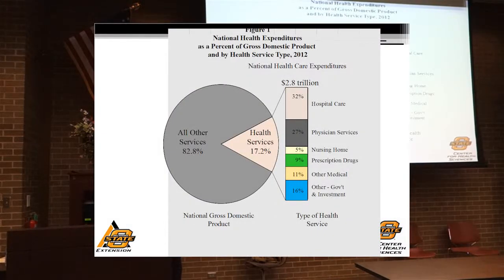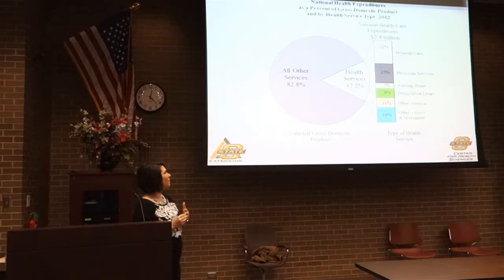And again, if we have a picture, everything looks better. This is just a breakout of gross domestic product. So we have everything else over here on the left, 82.8%. Health services, 17.2%. So what goes into that 17.2? Hospital care accounts for 32%, the largest share. Physician services, 27%. Nursing home, 5%. Prescription, 9%. We have other medical, so pretty much everything we didn't talk about, and then government and investment at 16%.